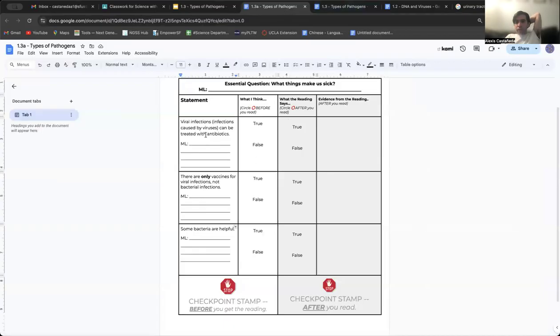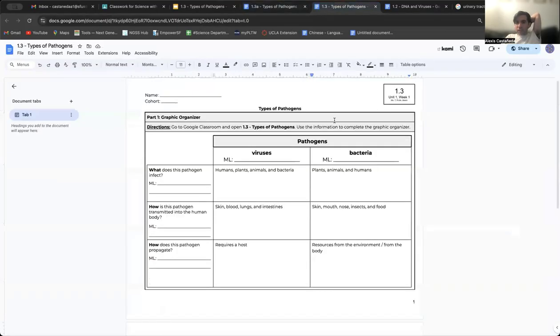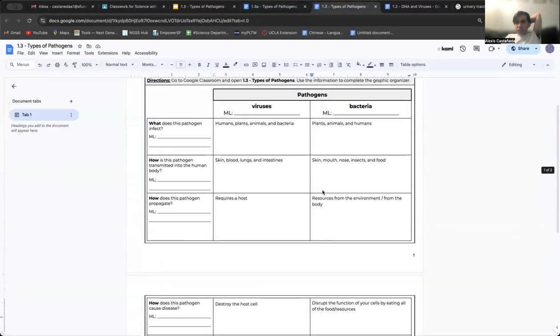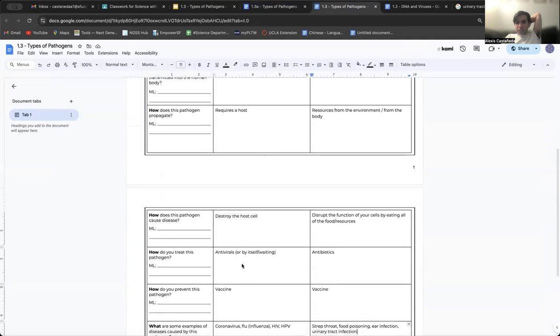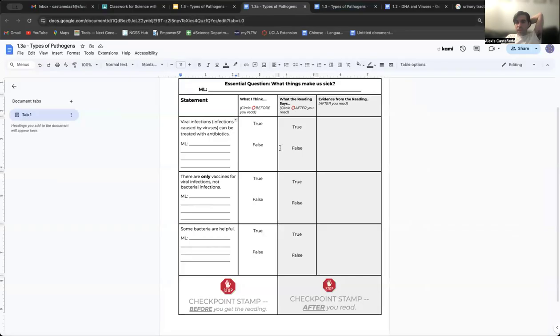Now let's go back here. So let's see if our answer is right. It says first, viral infections can be treated with antibiotics. So let's go here. To treat viral infections, viruses, we use antivirals or we wait. So this is false. We do not use antibiotics when we have a virus. If you have a virus, do not take antibiotics. It will not help you.